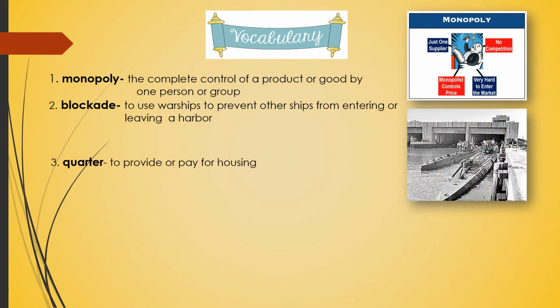At number 3, we have the word quarter. In math, you learn that it is one of the 4 equal parts, isn't it? But in this lesson, grade 5, quarter means to provide or pay for housing. And number 4 is petition. It is a signed request made to an official, or a formal written request typically signed by many people appealing to authority.